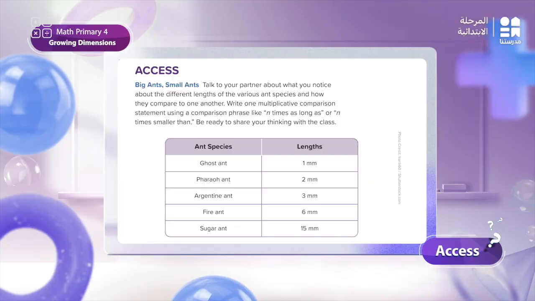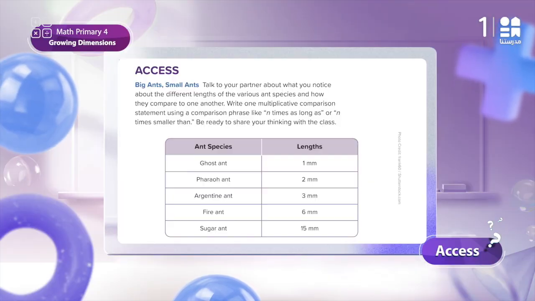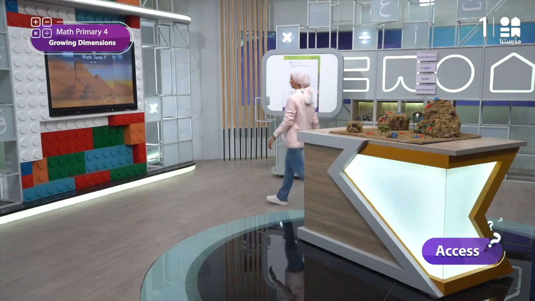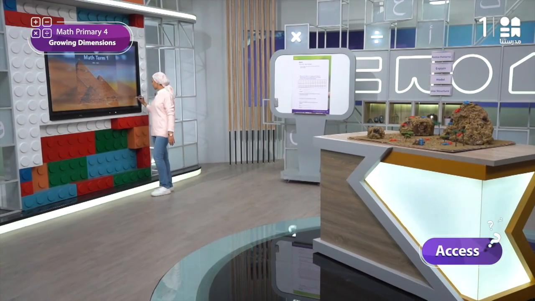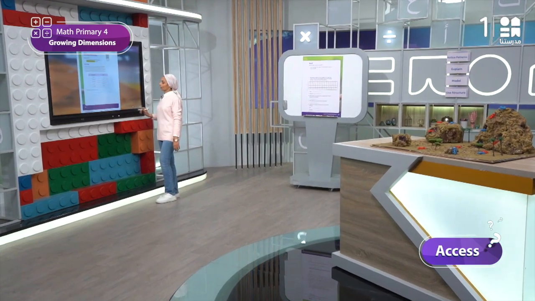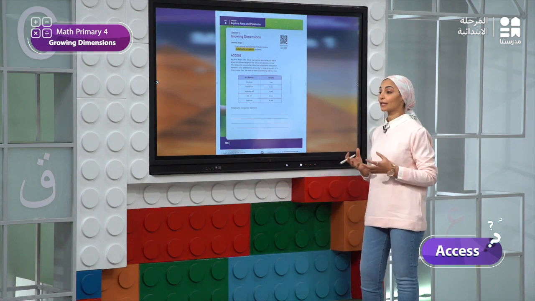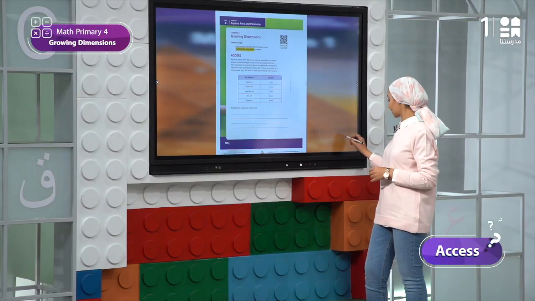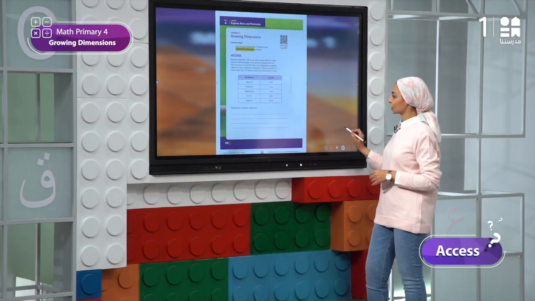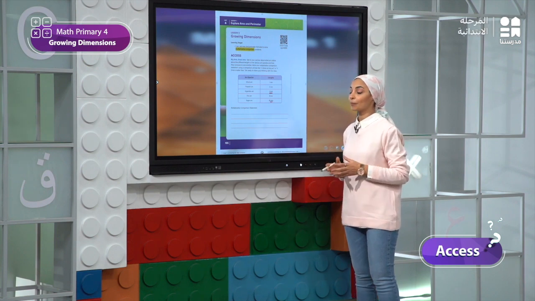Now let's start with the activity big ants, small ants in access on your book, page 186 in the school book. Let's see it all together. Here, as you see, in page 186 in your book, we will compare, هنقارن, between different lengths of various ant species. For example, the length of the Argentine ant is, like you see here, this is the Argentine ant. The length of the Argentine ant is 3 millimeters, and the sugar ant is 15 millimeters. عايزين نعمل compare between these two lengths.